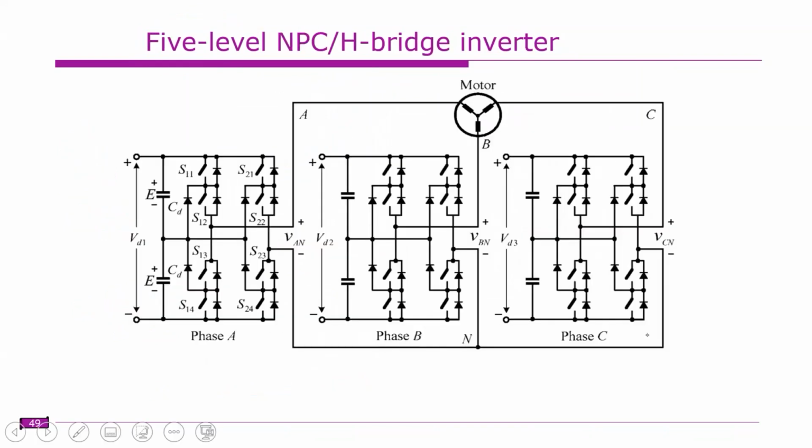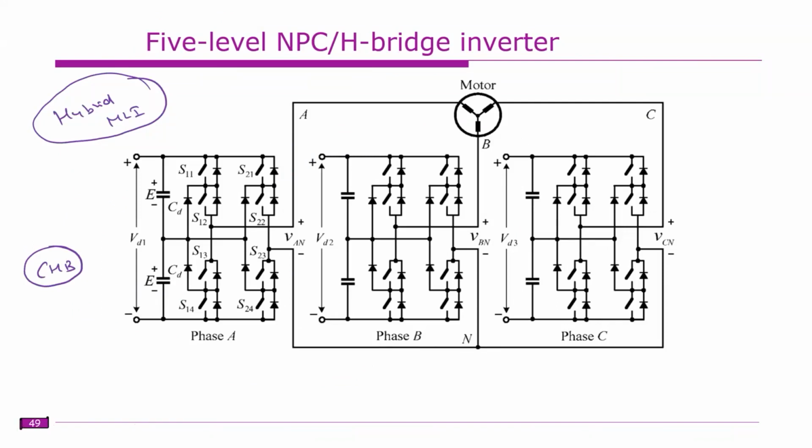Next we have this hybrid concept, hybrid multi-level inverters. If you notice, this is a cascade H bridge inverter, where this is supposed to be an H bridge. But instead of an H bridge, this is a single phase diode clamped multi-level inverter. Instead of having a single phase H bridge, we have this single phase diode clamped multi-level inverter.